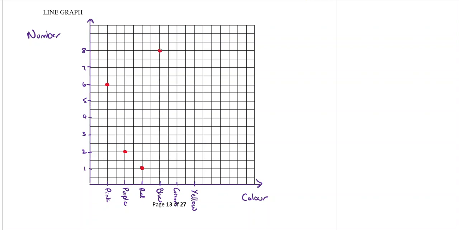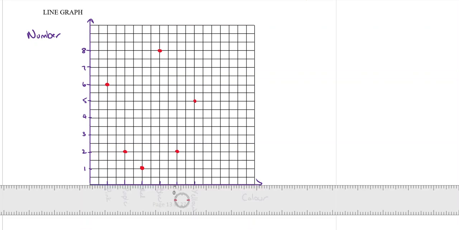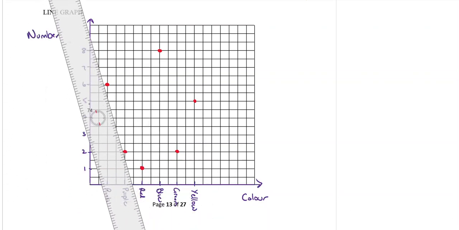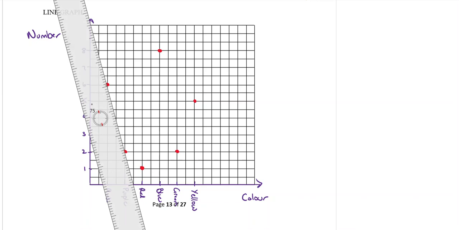Green is 2, and then yellow is 5. Oh, that wasn't in the right spot. Let me fix that one. There. Okay, then you get your ruler and you join with straight lines doing dot to dot.